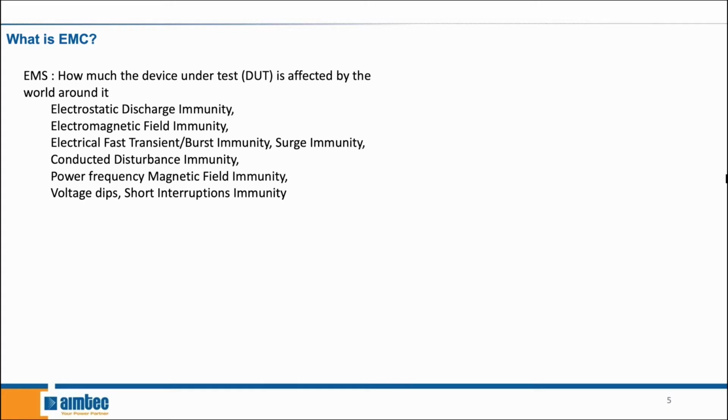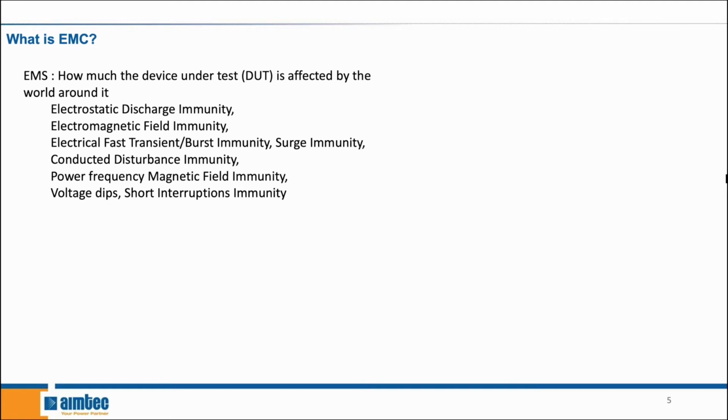Now we're going to talk about EMS. As we mentioned earlier, it's how much the DUT is affected by the world around it. These are the various test items of the EMS test standards. We have the electrostatic discharge immunity, which is the immunity of the component to withstand a sudden electrostatic discharge. The next is the electromagnetic field immunity. Again, there are many magnetic fields in the environment around us, and some of them may impact a component. This will tell us how well the component can resist the electromagnetic field.